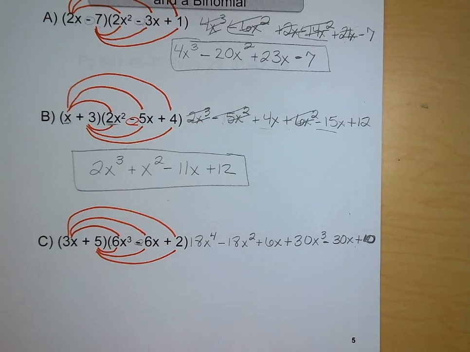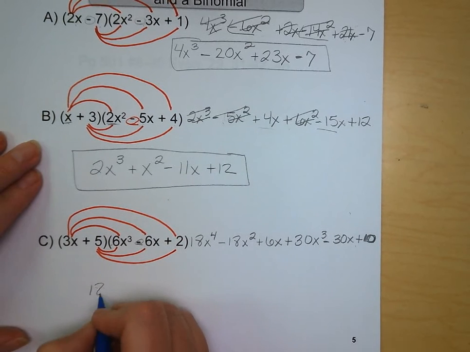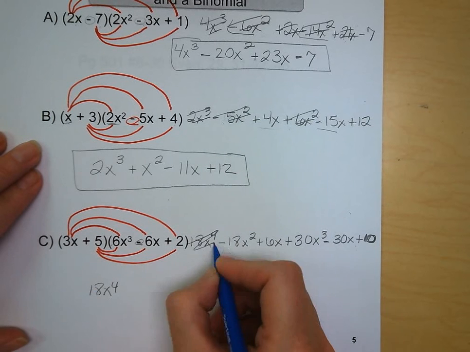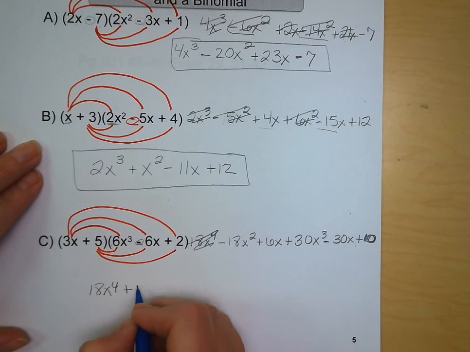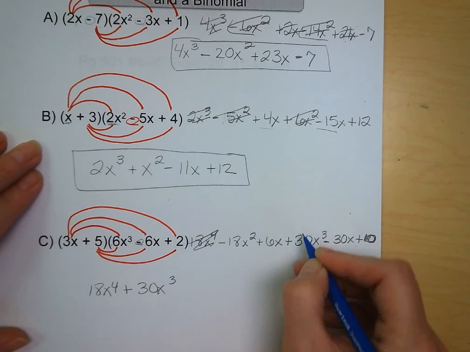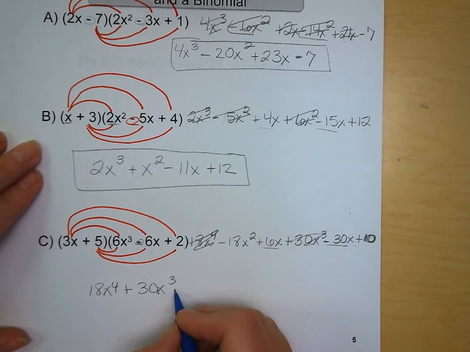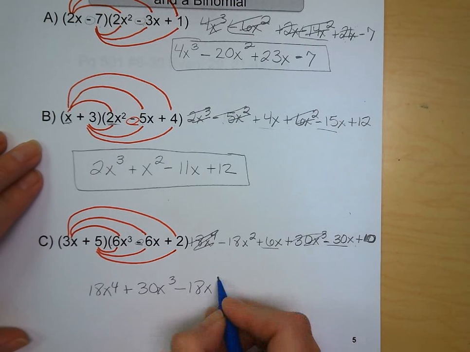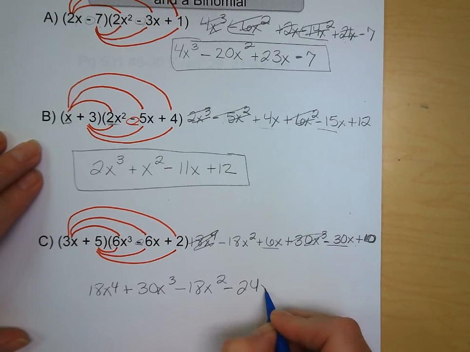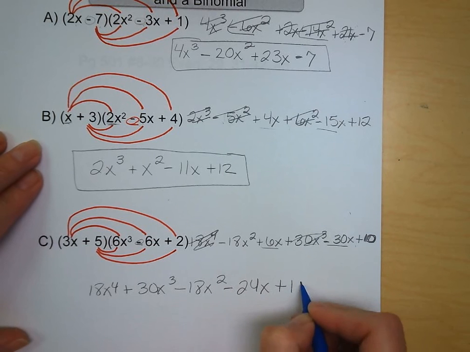Combine like terms. We have 18x to the fourth. We have a plus 30x cubed. We have minus 18x squared. And then we've got the plus 6x minus 30x, which will be minus 24x plus 10.